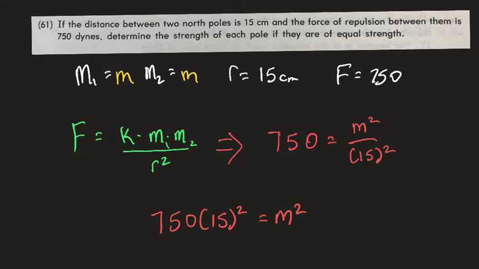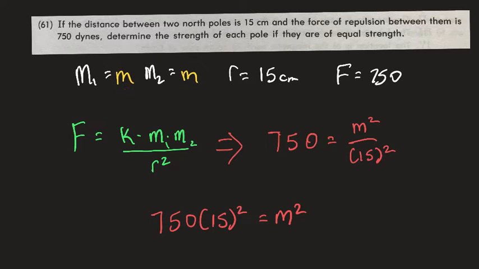So what do they give us? The distance is 15, so that's R. The force is 750, so that's given. But they don't give us either M1 or M2, but they do tell us something. They are of equal strength. So basically it's the same variable. Rather than have two different variables, we'll just call both of them M.